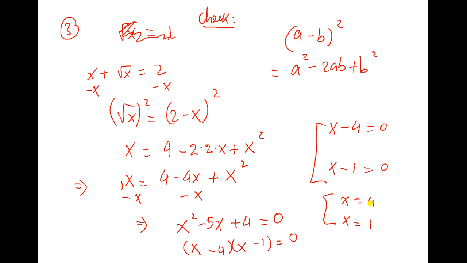So if I plug in 4 to here, I have 4 plus radical 4, which is 2. Square root of 4 is 2. That's equal to 4 plus 2 is 6, and 6 equal 2. There's no way. So this is not the true solution. How about 1? 1 plus radical 1 is also 1. So 1 plus 1 is 2. So yes, your true answer is x equal 1.